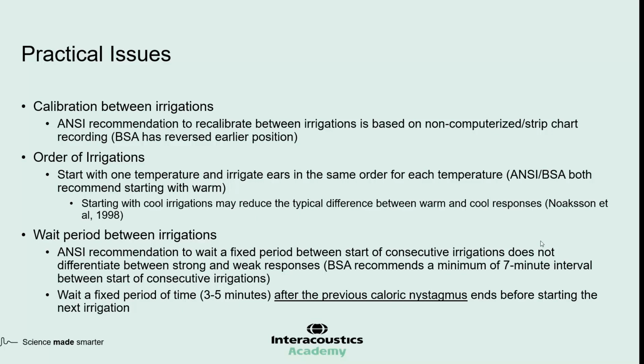So what order should you do the irrigations? Both ANSI and BSA recommend that you start with warm temperature. And that's a good recommendation, especially if at some point you decide, okay, I just want to do 2 irrigations. In other words, if you want to do monothermal calorics. Monothermal calorics is more effective with warm irrigations. So there's a good basis why you should start with warm.